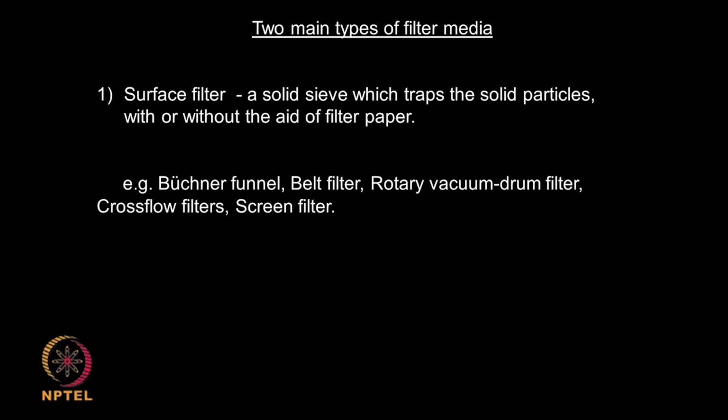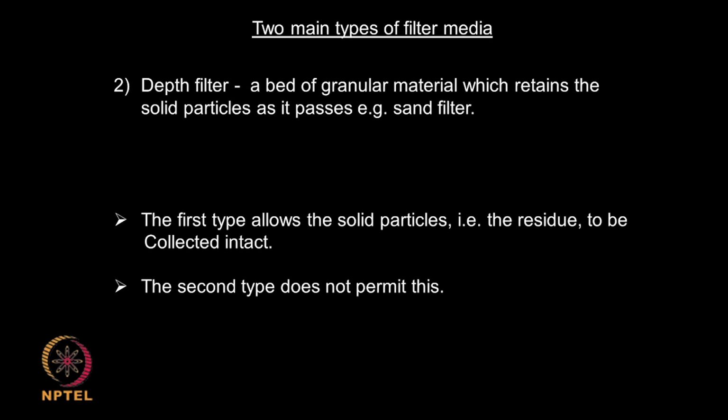Now, there are two types of filtration system. One is called the surface filter, when you have a solid sieve or a solid piece of cloth or metal or ceramic, like your Buchner funnel or belt filter or rotary vacuum drum filter. All these come under surface filter. So, the solids are retained on the surface and the liquid flows through, that is why it is called a surface filter.